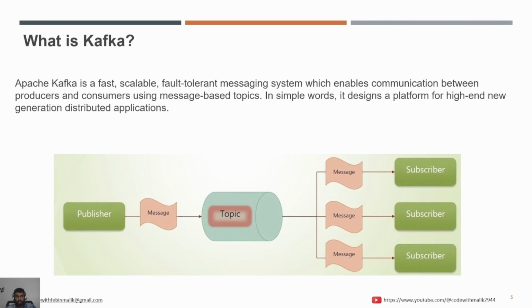What is Kafka? Apache Kafka is a fast, scalable, fault-tolerant messaging system which enables communication between producers and consumers using message-based topics. In simple words, it designs a platform for high-end new-generation distributed applications.